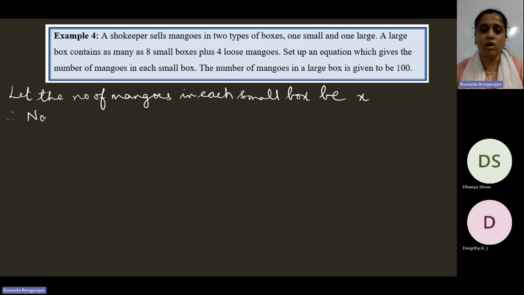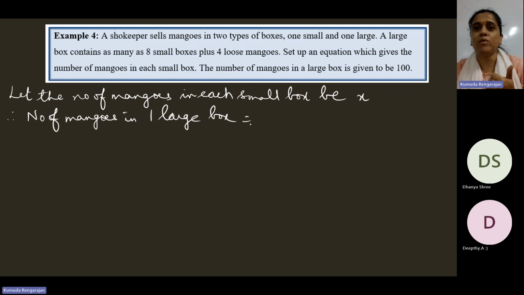Therefore, the number of mangoes in one large box is equal to how many small boxes? In one large box, how many small boxes? 8. In each small box, how many mangoes? X. So 1 box, X. 2 boxes, 2 into X. 3 boxes, 3 into X. 4 boxes, 4 into X. 8 boxes, 8 into X. And the 4 loose mangoes, plus 4. So this expression represents the number of mangoes in one large box.